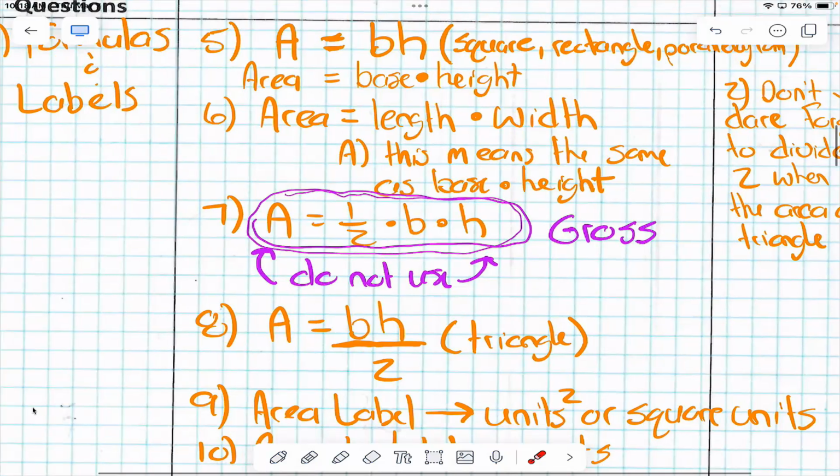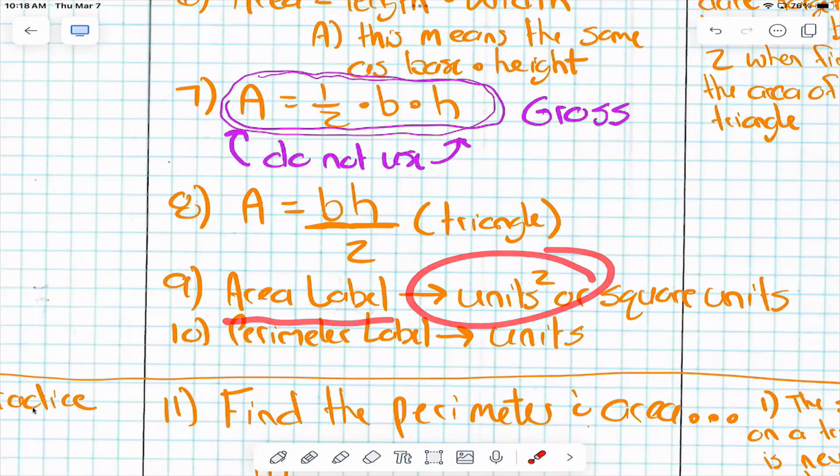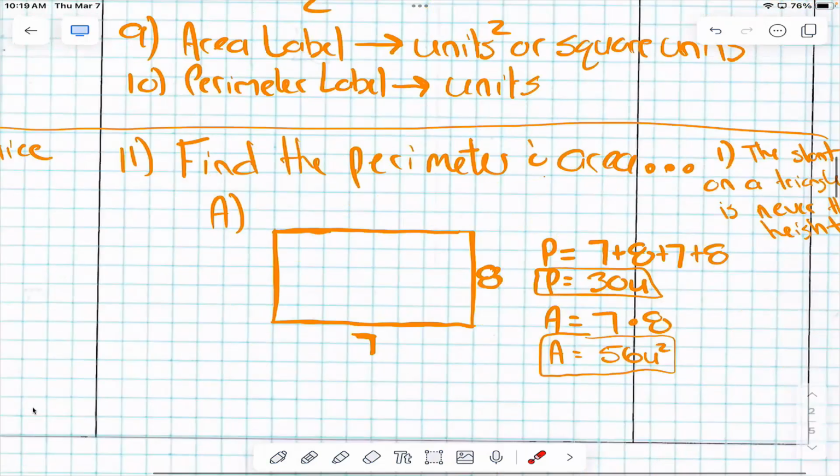Cool. What label do you use for area? Unit squares. You could write square units, or units squared. You could use this as your square because the exponent means square, right? What's your perimeter label? Units.